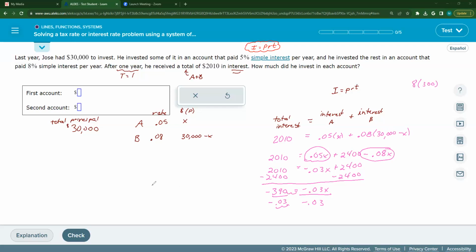So this is going to be 39,000 over 3. That will go in there. 13,000. So my x, this one is going to be 13,000. And then I have to get back up to 30. So I'm going to subtract the 13,000 from here. And I'm going to have 17,000.